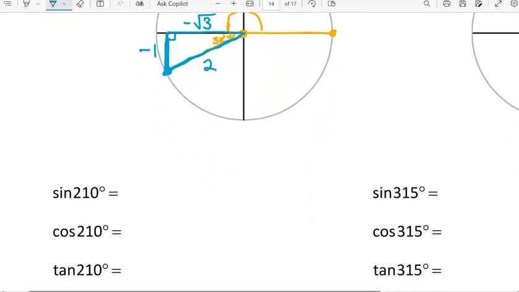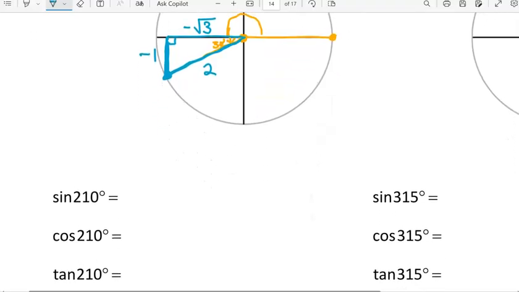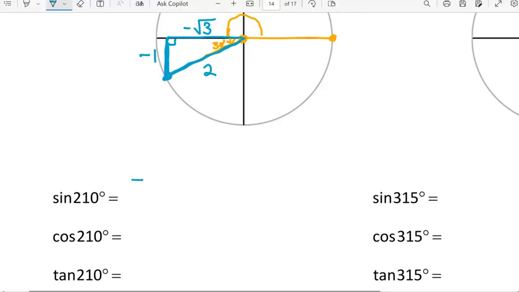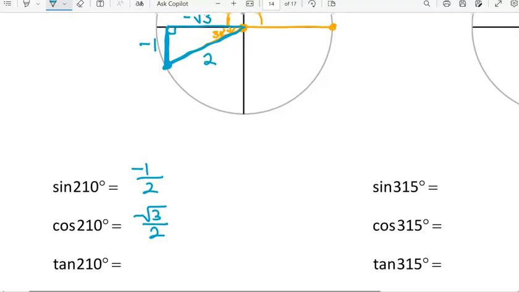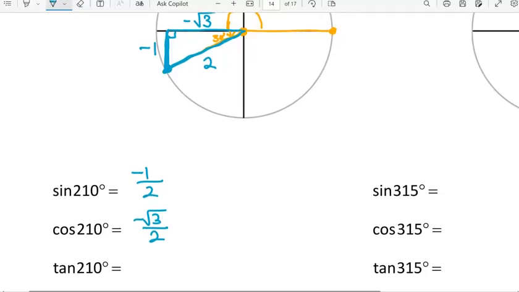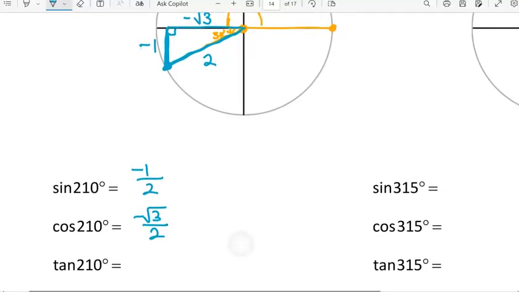From here, we can draw the trig ratios. Sine of 210 is the ratio of the opposite to the reference angle over the hypotenuse. Cosine is the ratio of the adjacent to the reference angle over the hypotenuse. And tangent is the ratio of opposite to adjacent. Opposite to adjacent is -1 over negative square root of 3, which is a positive. And then when we rationalize it, that will be the square root of 3 over 3.